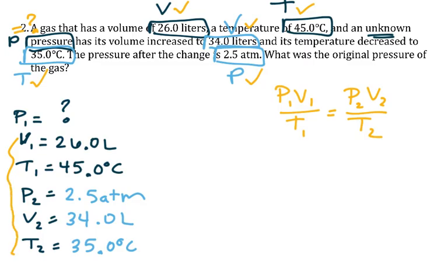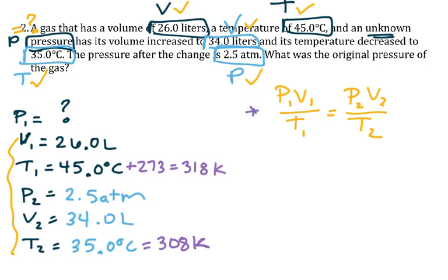Before I start plugging things in, I need to check my temperatures and make sure that those are in Kelvin, and they're not. So I need to add 273 to my Celsius in order to get Kelvin temperatures. So 45 plus 273 is going to be 318 K. 35 plus 273 is going to be 308 K. And those are the temperatures I need to use to plug into my equation.